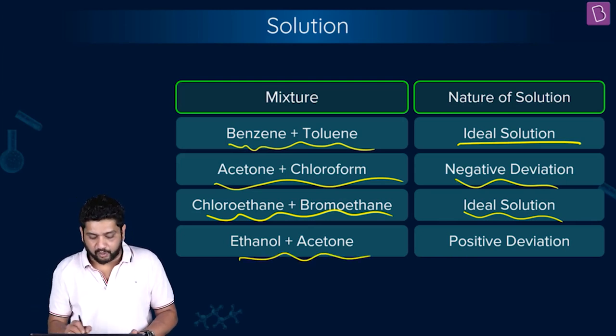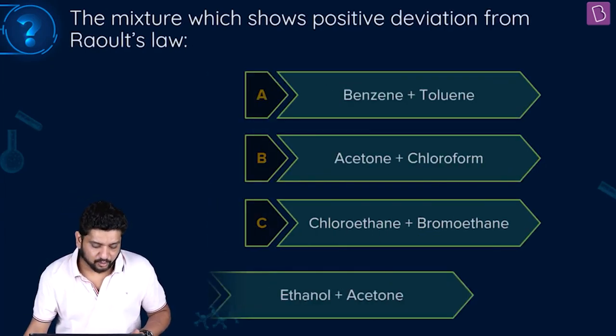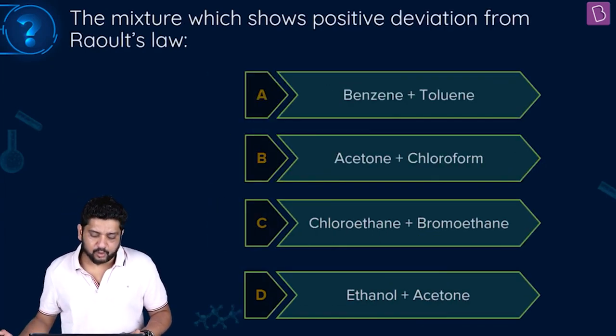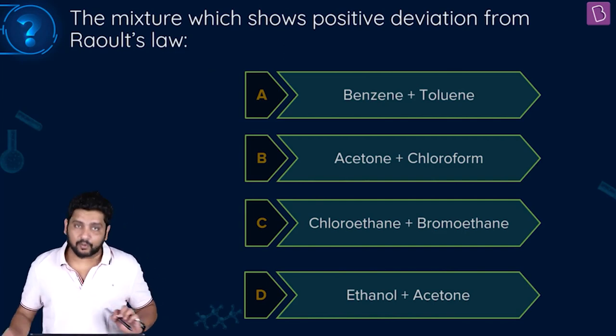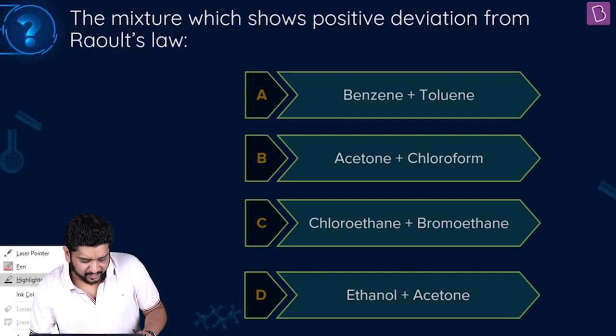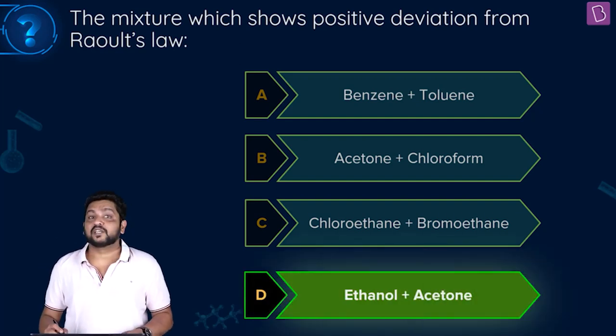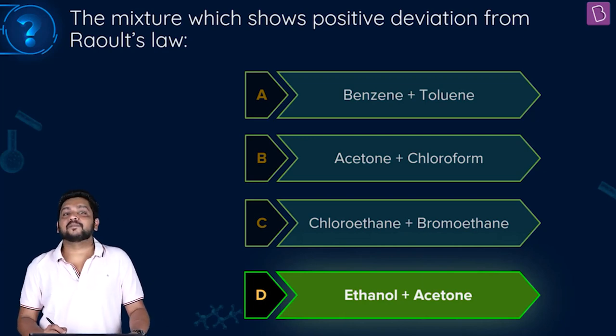Even if you are not very sure about this, you would still get the answer, right? So ethanol and acetone, we end up seeing positive deviation, which was exactly what was asked in the question, right? The question said which shows positive deviation from Raoult's law. So looking at the options, we can obviously see that the correct answer is option D, right? Ethanol plus acetone.